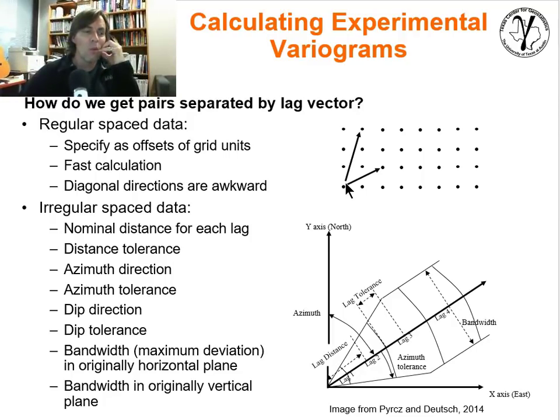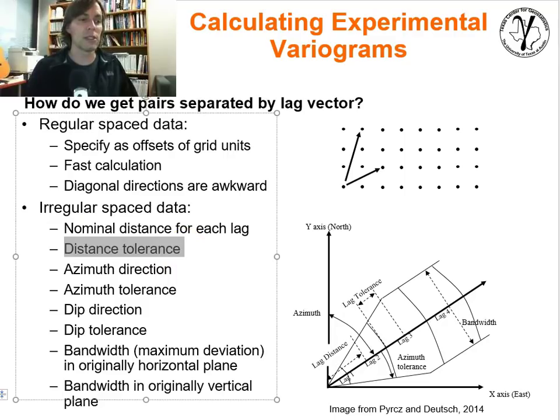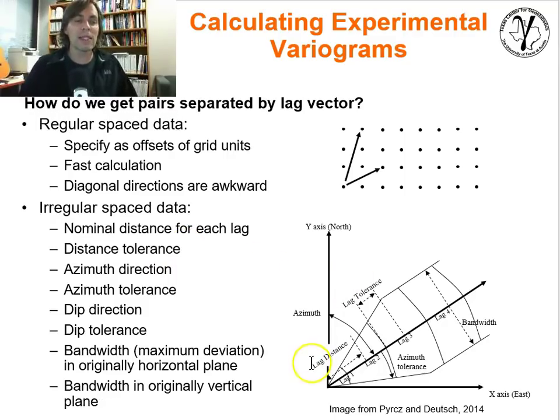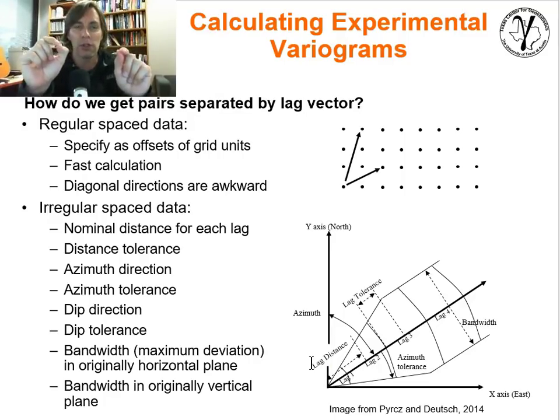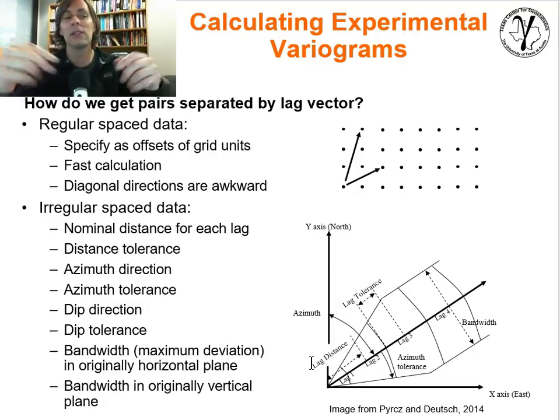So, what do we need to do? With irregularly spaced data, we have to make a decision to work with some form of tolerance. We're going to work with a search template that's full of different tolerances. So let's talk about them one after another. First would be distance tolerance. If our lag separation distance was 200 meters, it's quite possible that the data is in fact maybe 175 meters, maybe 225 meters apart. Not exactly 200 meters. And so you put a tolerance in.